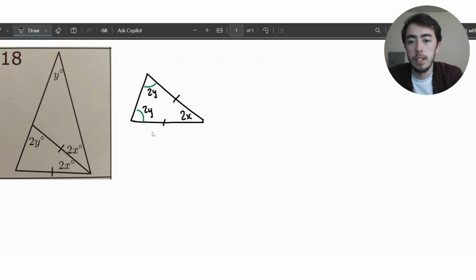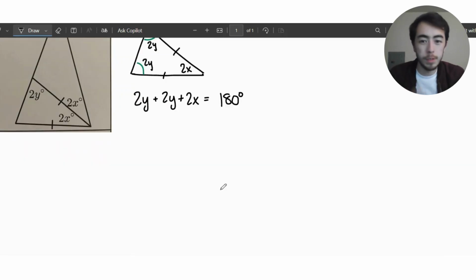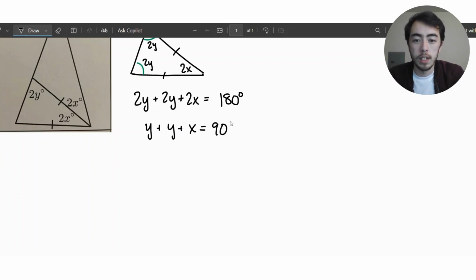Because of the isosceles triangle, I could add up all of these angles: 2y plus 2y plus 2x. And it's a pretty commonly known fact that adding up all the internal angles of a triangle gives you 180 degrees. Okay, I could simplify this equation even further. I could halve everything, so I have y plus x is 90. And then why not? Let's combine those two y's together. Okay, so I have some equation that relates x and y.